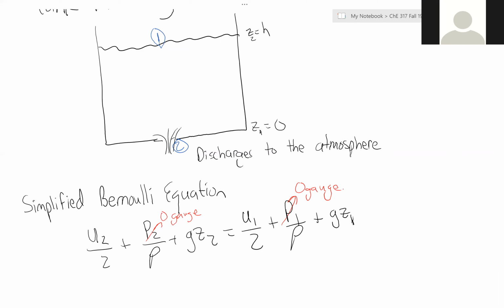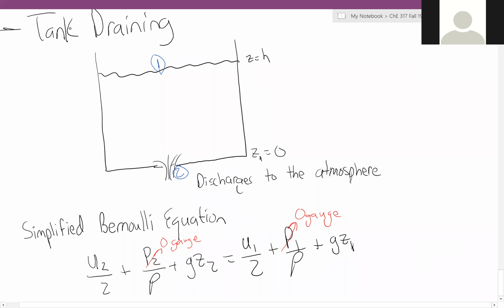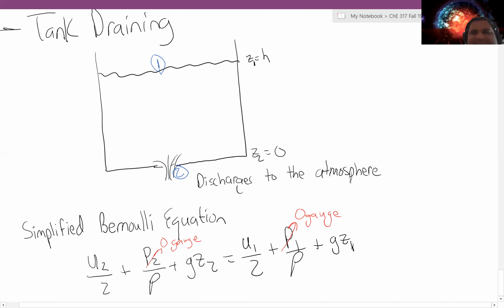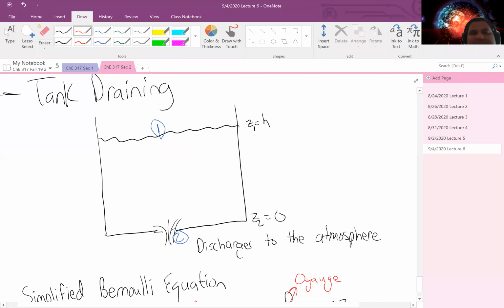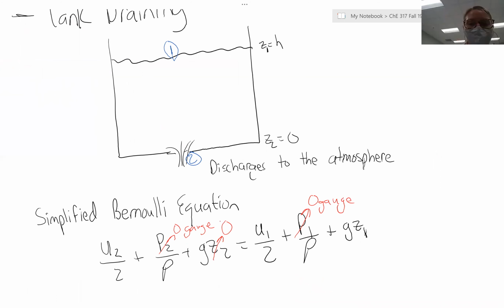Z1. You'd think, but I wrote this wrong. I define this as 1, which means this needs to be 2 for consistency purposes. You can define either as Z1 or Z2, but they have to be consistent. I apologize. With the convention I've drawn it, it wouldn't be Z1 that would be 0. It would be Z2 that would be 0, because I've defined 1 as the top of the tank. Is there anything else I can neglect?